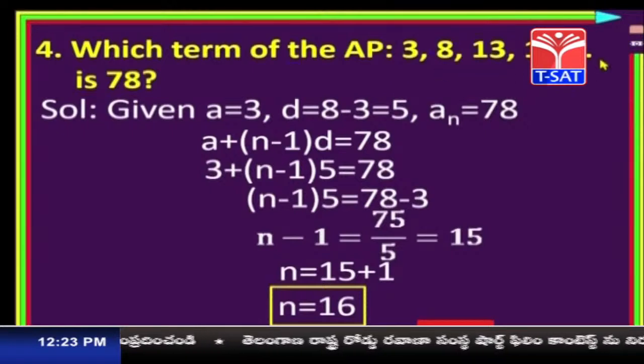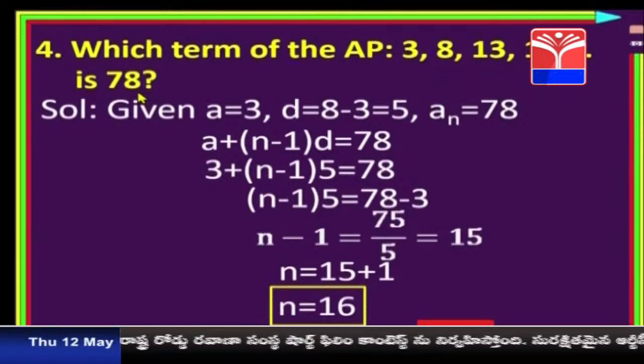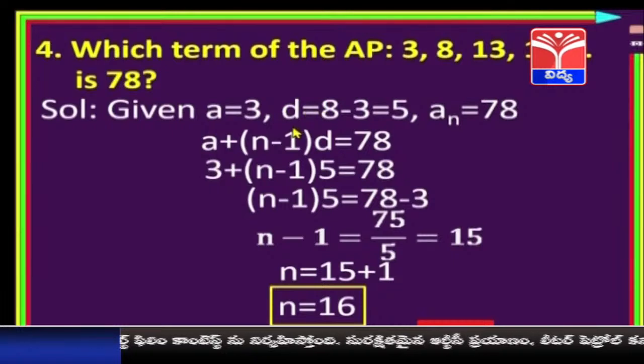Sometimes we may get the n value as negative or as 0. In that case the term 78 may not exist. So, now I am giving one task to you. Which term of the AP 3, 8, 13, 18 and so on is 77? Take a n is equal to 77 and solve it.